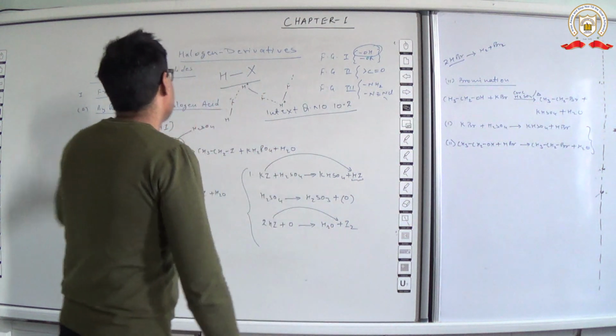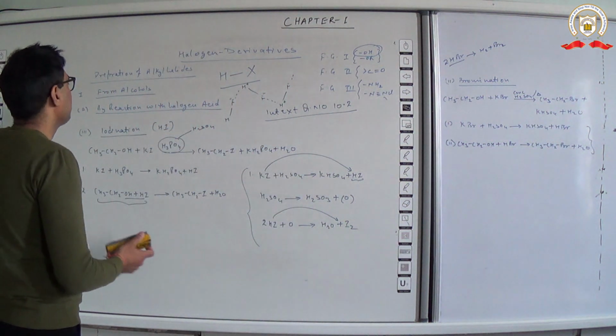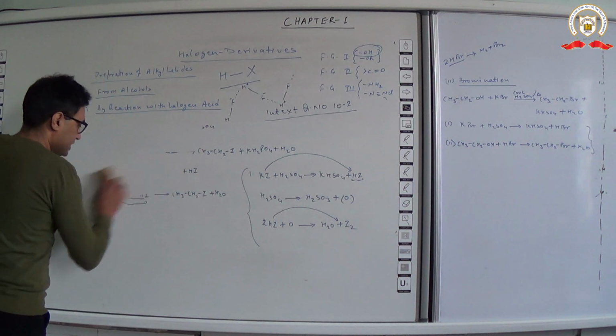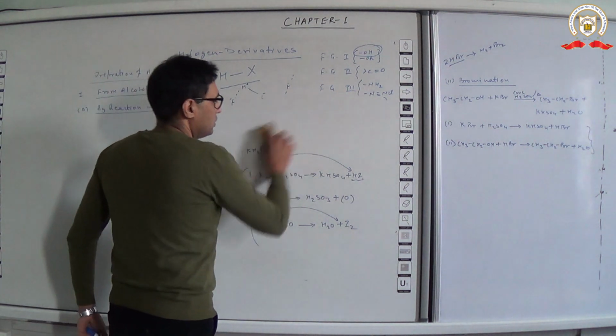So this is how we can prepare alkyl halide from alcohols by reaction with halogen acid. So reaction with halogen acid is over.